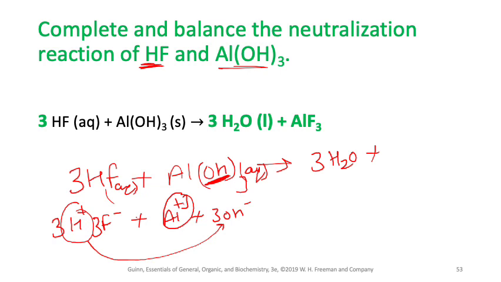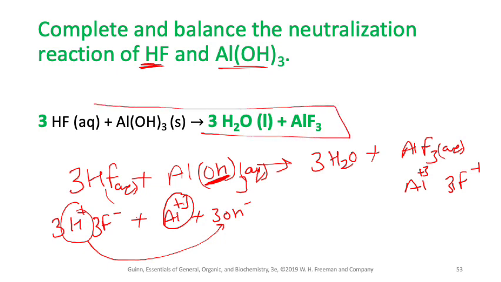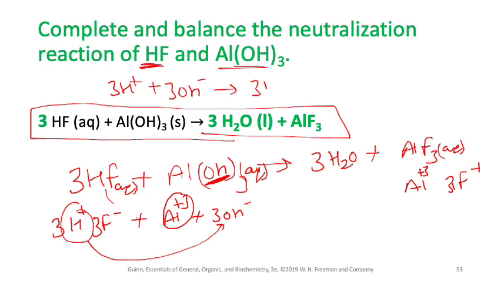Now the charges: each aluminum is +3, you have 3 fluoride ions, each fluoride is -1, so you can make AlF3, which is present as Al3+ and 3F-, because this is again in aqueous. So this is the complete reaction, but what's the actual reaction? The actual reaction is 3H+ plus 3OH- gives you 3H2O.